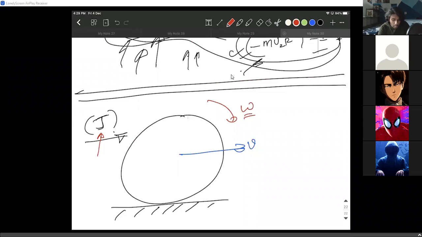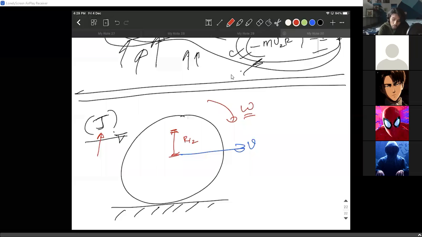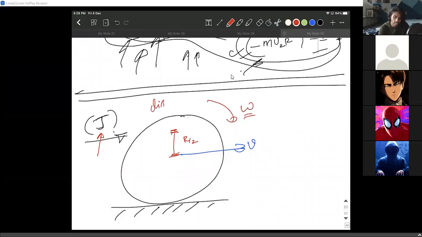If you give the impulse at the right position, what is that right position? For a disk, it is R/2. For a ring, it is specific. There are specific values, right? Let's just say it is a disk. The value is R/2.